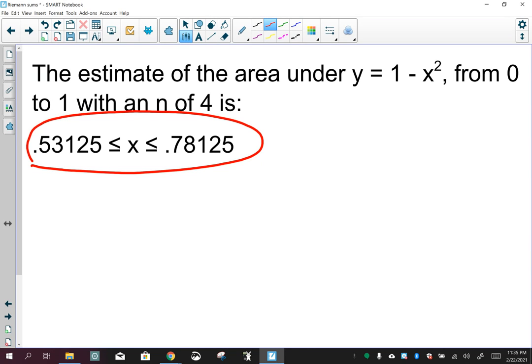Now, in probably about a week or so, you'll actually be able to find the exact answer to this question. So file this somewhere, because we're going to come back, take a look at this, and I'm going to show you exactly how to find the actual answer to this. Okay.